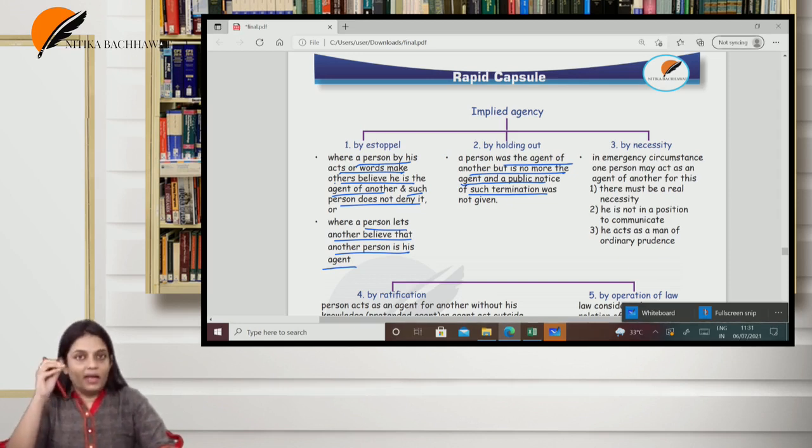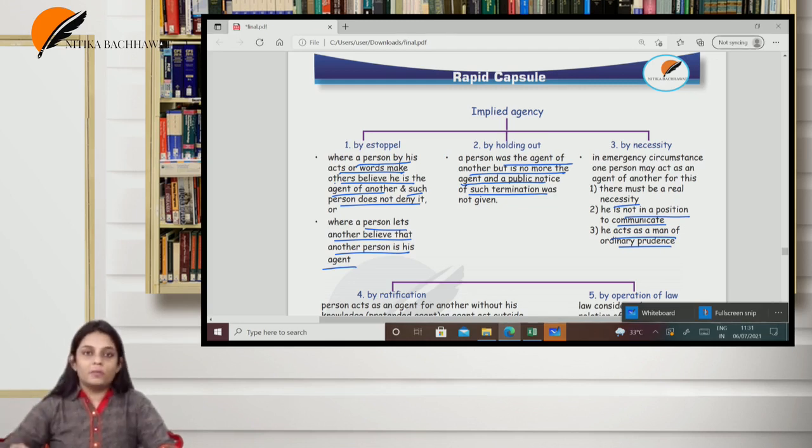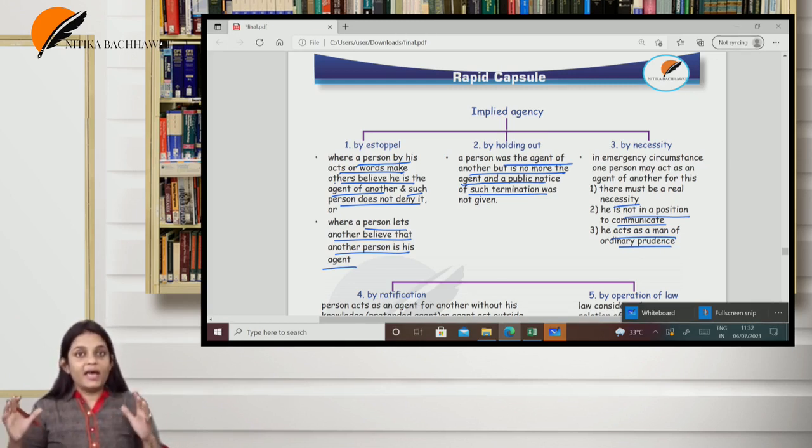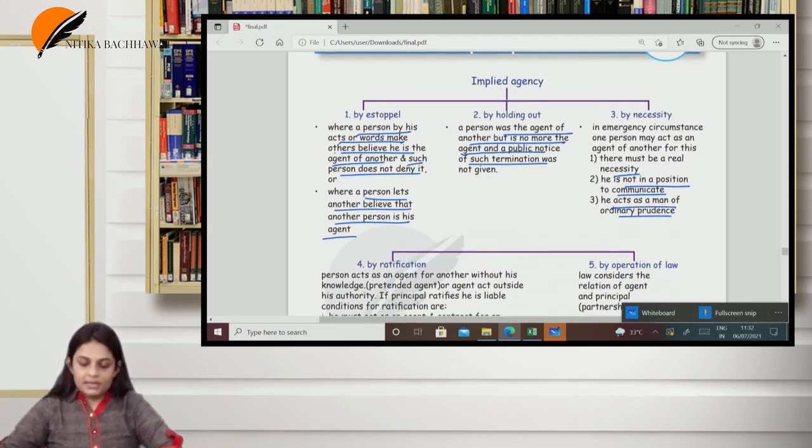But here there are conditions. There must be a real necessity. There should be some reason to sell the goods. Okay, I don't have petrol or fuel in my car, so I sell the goods to pay for that. That's not a necessity. So there must be a real necessity. He was not in a position to communicate and he acts as a man of ordinary prudence. What is this ordinary prudence? The goods are sold 200 rupees per kg. You sell it off for 40 rupees per kg. This is not ordinary prudence. You are doing wrong here, right? So the agent must have acted as a normal human being would have acted. Then in that case, he becomes an agent by necessity.